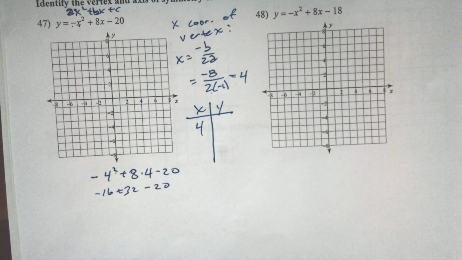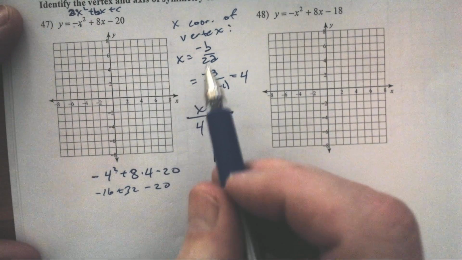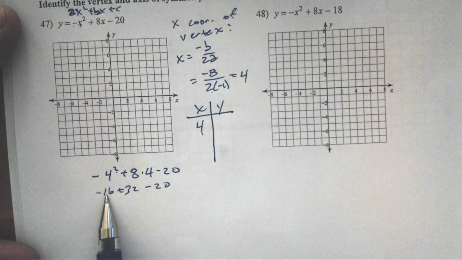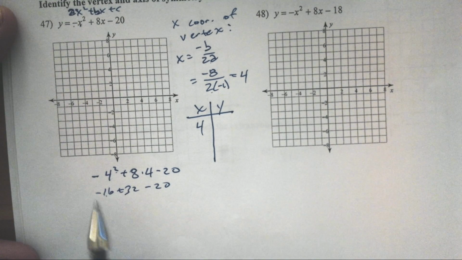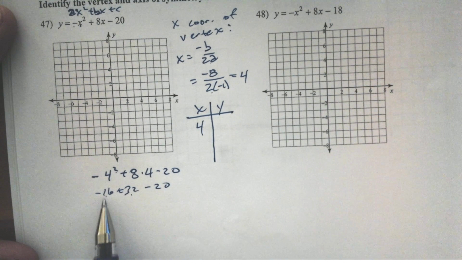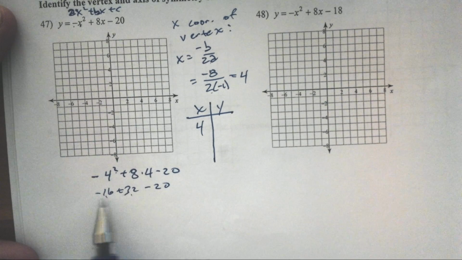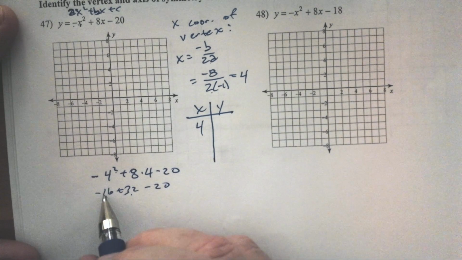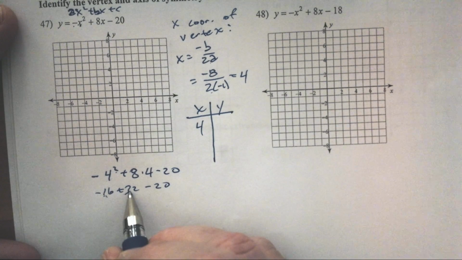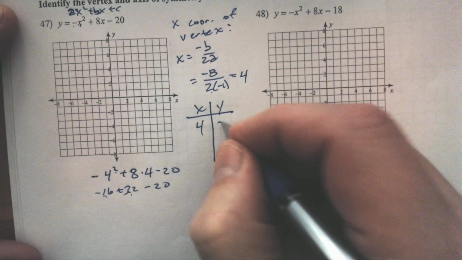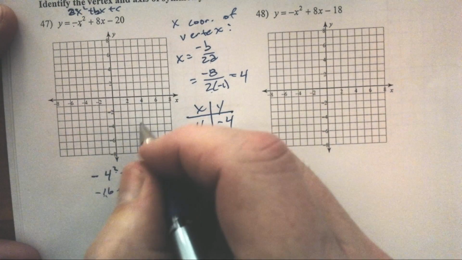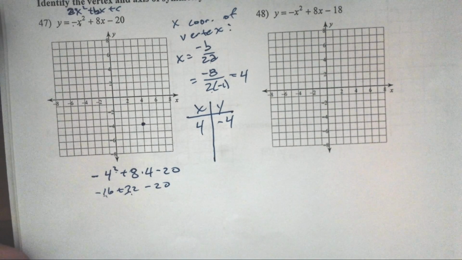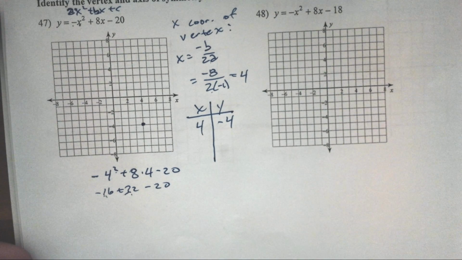Here's a big hint for you. When you use this negative b over 2a, this term will always be half of that term, and it will always be the opposite sign. So anyway, negative 16 plus 32 is 16. 16 minus 20, negative 4. So 4, negative 4. And now I'm just going to build around there.